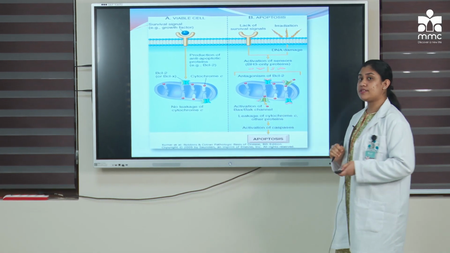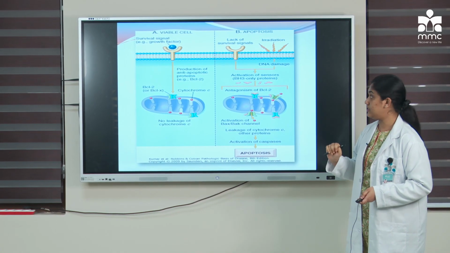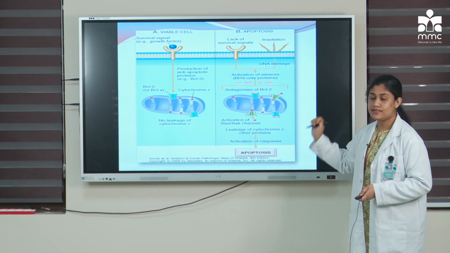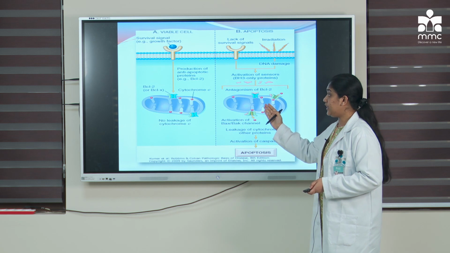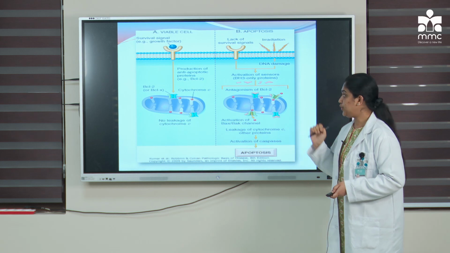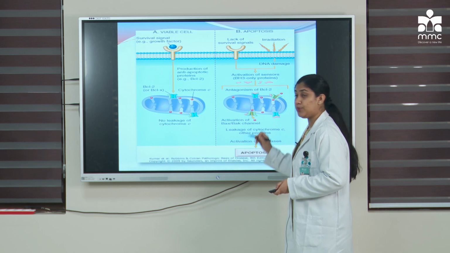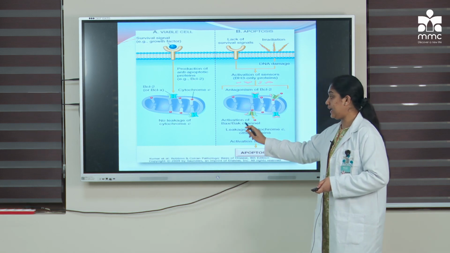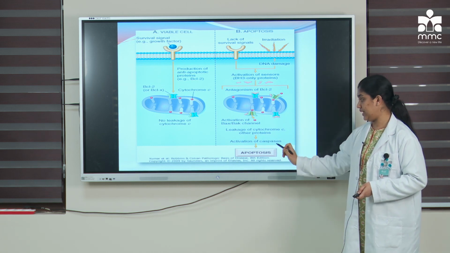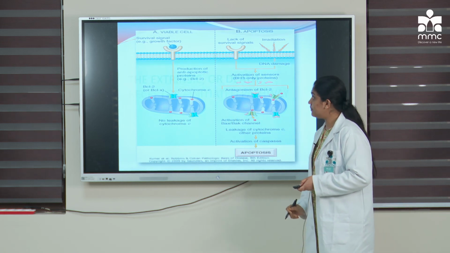But what happens in the case of irradiation? There is a lack of survival signals. This can result in DNA damage, which will activate the sensors, which will antagonize the mechanism of BCL2, an anti-apoptotic protein, and will activate the pro-apoptotic proteins such as BAX and BAK, which result in leakage of cytochrome C and other proteins, resulting in activation of caspases leading to apoptosis.